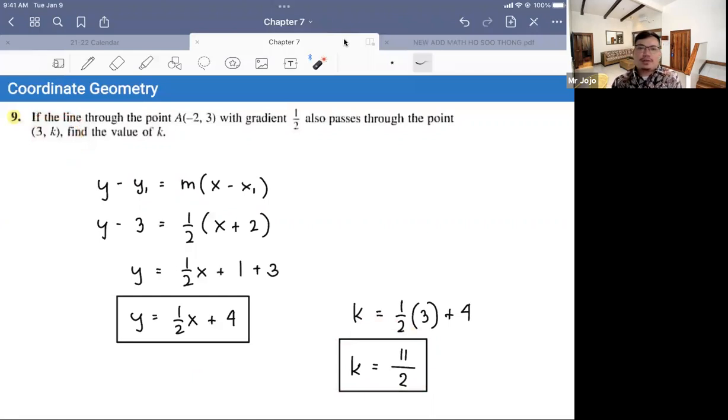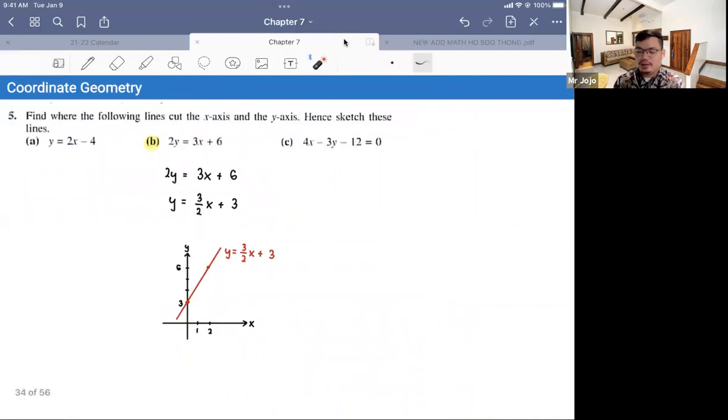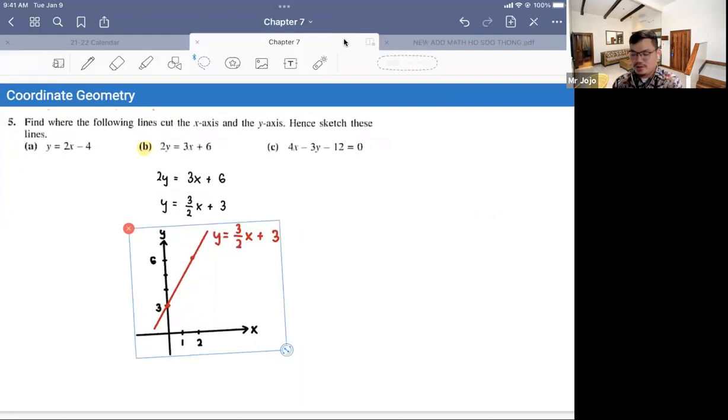Now the next question, actually this is the second question. I just want to discuss this one first. And then for the question on number 5b, how would you sketch this graph? So this is my answer.